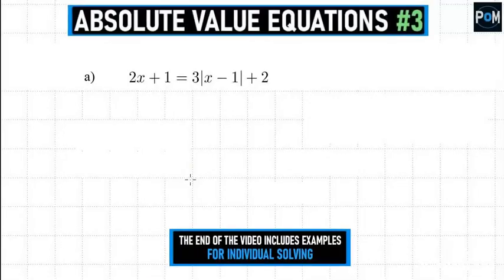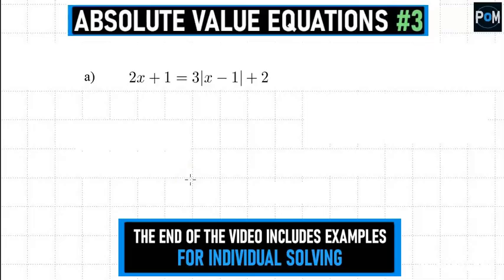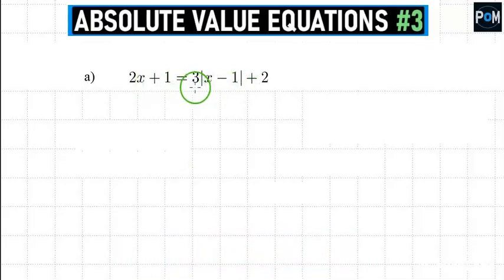In this episode, we'll be solving absolute value equations. To begin, we have this equation, 2x plus 1 equals 3, the absolute value of x minus 1 plus 2. In examples of this type, we start by taking what's inside the absolute value, which is x minus 1, and setting it equal to 0. It turns out that x is equal to 1.